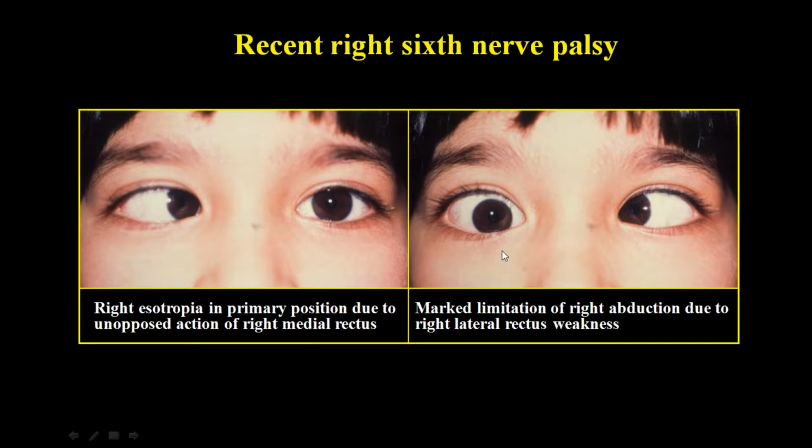When you ask the patient to look to the right, or dextroversion, there is limited movement of the right eye. But the left eye has moved completely because the medial rectus is acting normally. So there is marked limitation of right abduction due to lateral rectus weakness. To avoid diplopia, these patients have a face turn towards the side of the palsy. For example, if the patient has a right lateral rectus palsy, then there is a face turn towards the right.